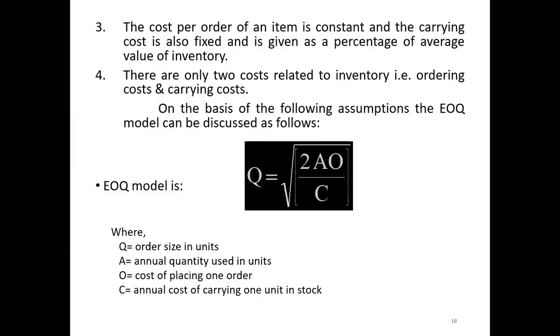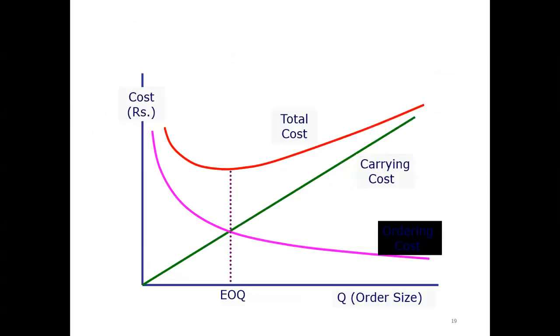The root is applicable to both 2AO by C. A is annual consumption quantity used in units. O means ordering cost. C means carrying cost for the annual. So here ordering cost and carrying cost are taken into consideration while calculating the EOQ model. So these are the different inventory costs and the EOQ. This is the total cost, this is the carrying cost, and this is the ordering cost.